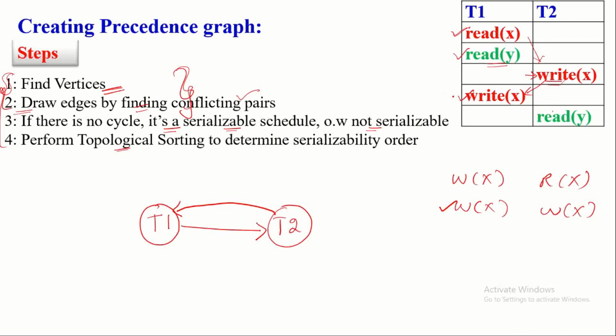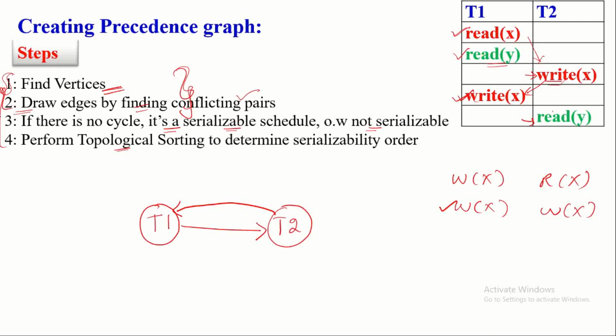Here you see all the instructions we checked. So after this write on X also we have to check whether any conflict pair or conflict operation is there. So there is no such, because only one more operation is left, that is read on Y. So there are no more operations that conflict. So we have completed our process of constructing the precedence graph.